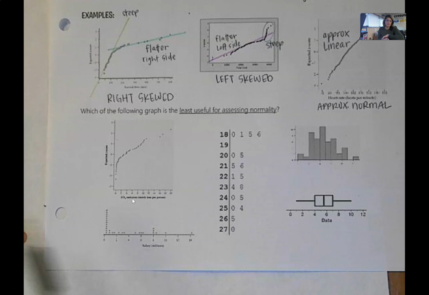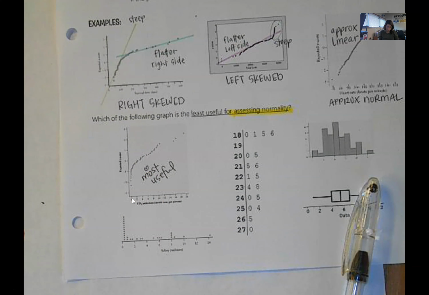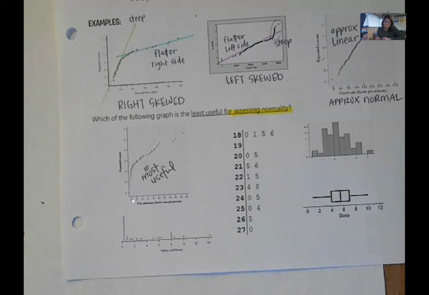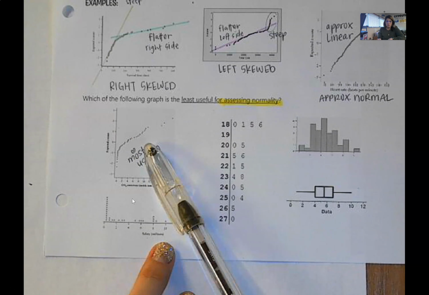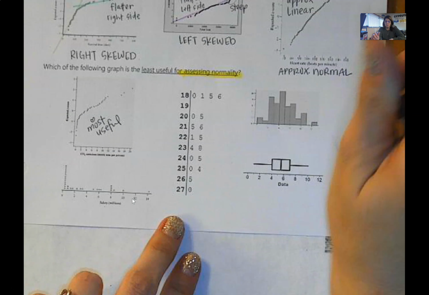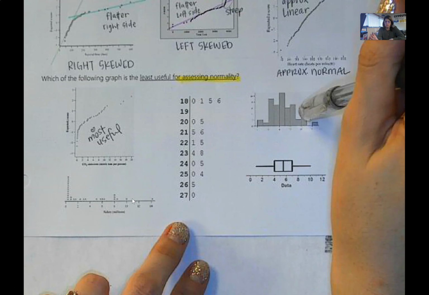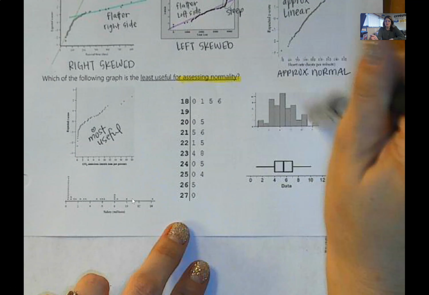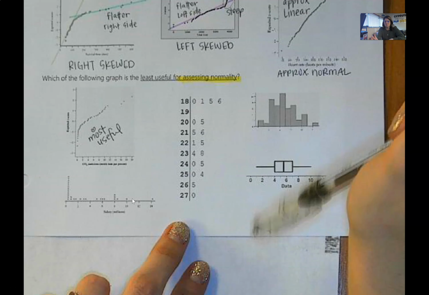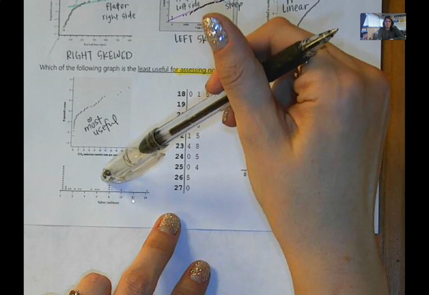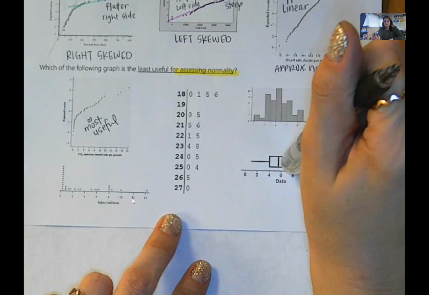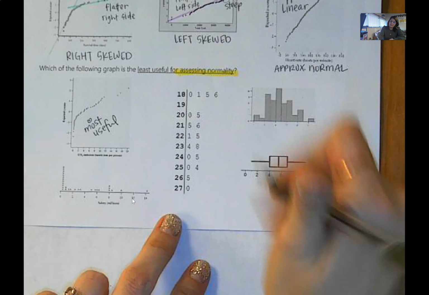What is the shape of this data set? You figure out that shape without me. What is the shape of that data set in this normal probability plot? So this guy is right skewed. This guy, the stem and leaf, definitely right skewed. The histogram, right skewed. Maybe that might be roughly symmetric, I'm not 100% sure on this guy. Dot plot, right skewed.